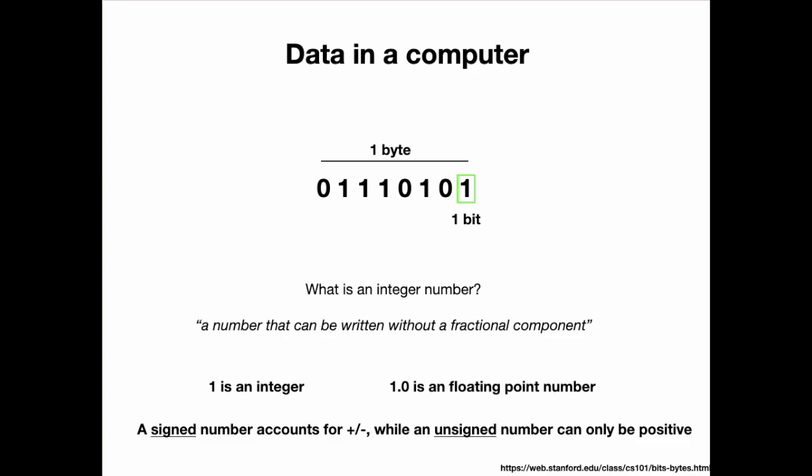What is an integer number? So an integer number is a number that can be written without a fractional component. 1 is an integer. 1.0 is a floating point number. This is not an integer. A signed number is a number that will account for plus or minus signs. An unsigned number is a number that can only be positive.